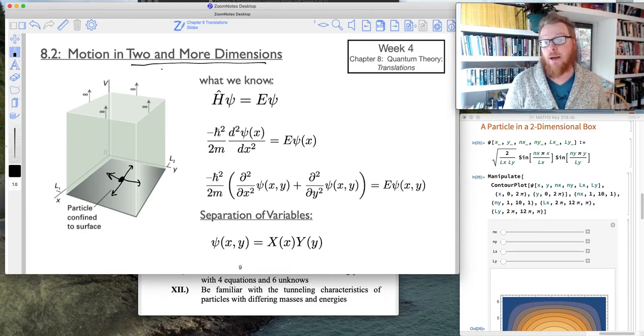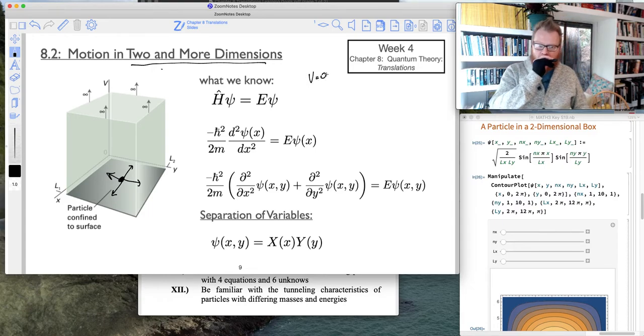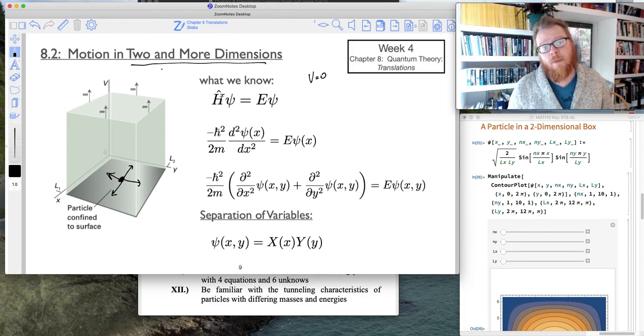So let's first establish what we know. Well, we know H psi equals E psi. Great. We know here we're still talking about V equals 0, okay? So my Hamiltonian is only kinetic energy, negative h bar squared over 2m times the second derivative in psi. All right.